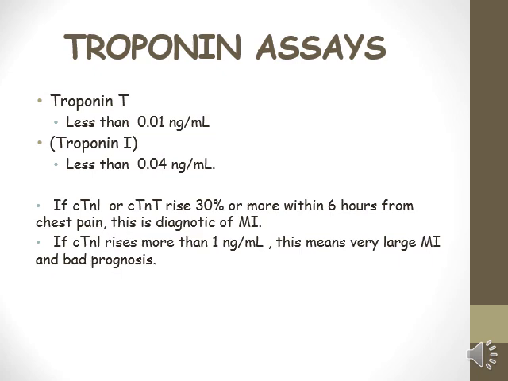Troponin I and troponin T rising 30% or more within 6 hours from chest pain is diagnostic of myocardial infarction. If troponin I rises to more than 1 nanogram per milliliter, this means a very large myocardial infarction with bad prognosis. So, in addition to troponin I being more specific, it's more prognostic.